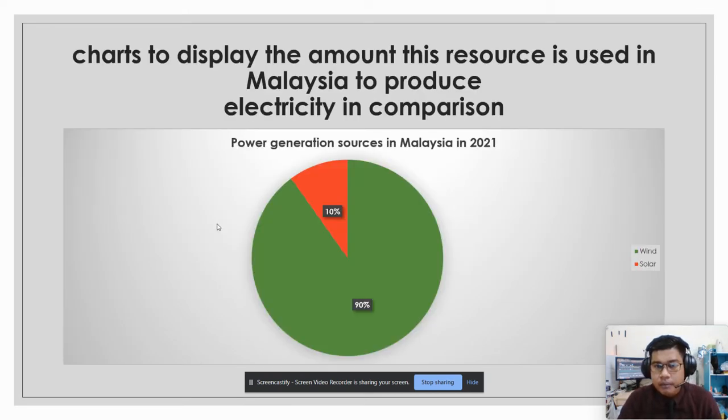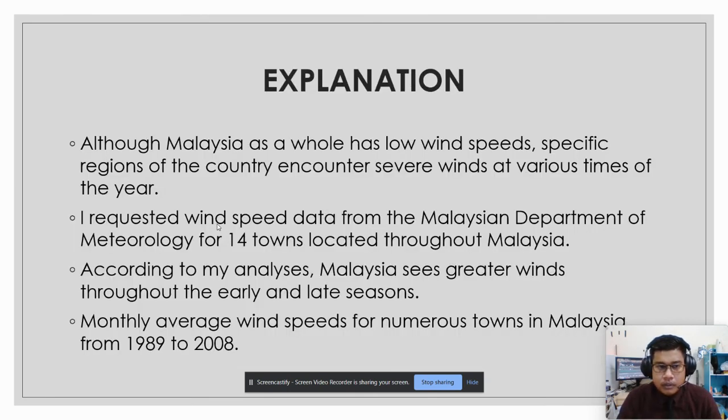The chart displays the amount of resources used in Malaysia for electrical production comparison. This is the comparison of power generation sources in Malaysia, wind and solar. Throughout Malaysia as a whole, it has lower wind speed, especially in regions where economical wind varies at various times of the year. I requested wind speed data from the Malaysian Department of Meteorology for 50 towns and locations throughout Malaysia. According to my analysis, Malaysia has greater wind through the year and in the last season.